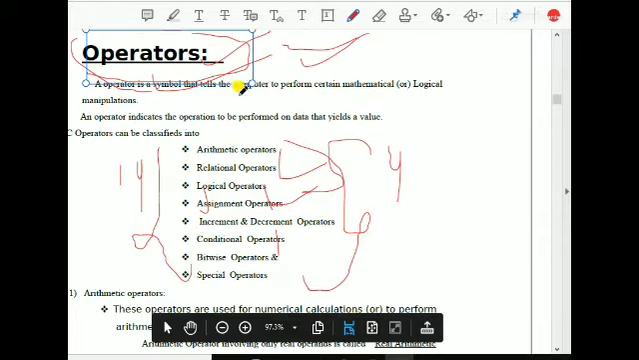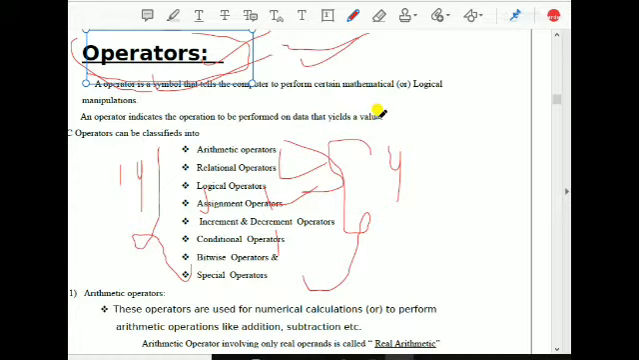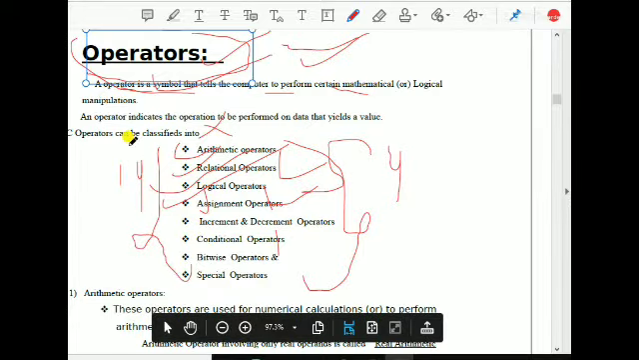So operator is nothing but an operator indicates the operation to perform on data. See, leave this one, I will explain. An operator is a symbol that tells computer what to do. See here, operator is a symbol that tells the computer to perform certain tasks. To perform certain tasks, we use operators. We use operators like, write these all names: arithmetic, relational, logical, assignment, increment, decrement, conditional, and bitwise.